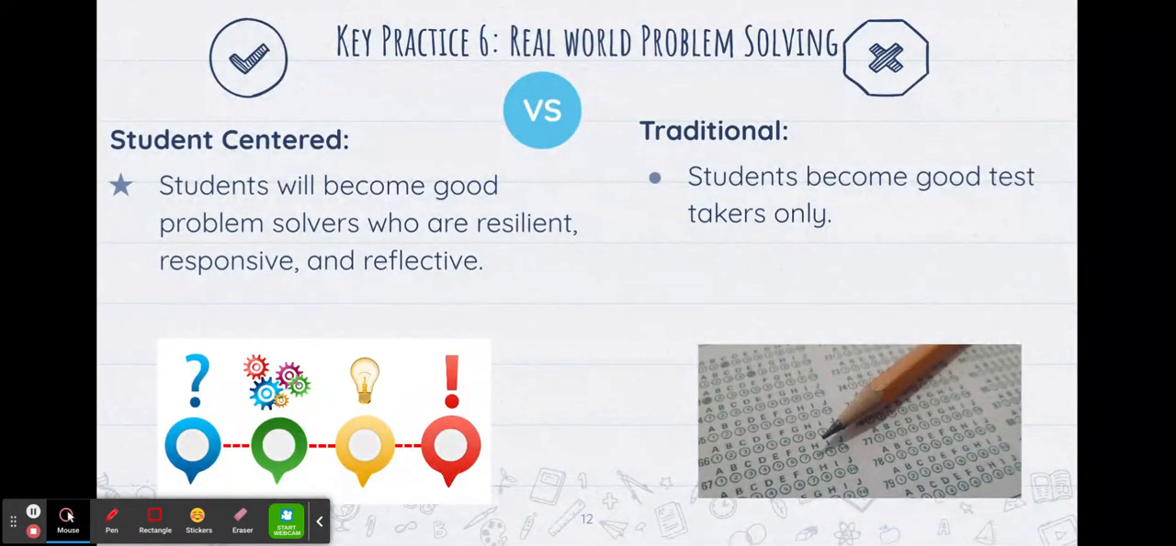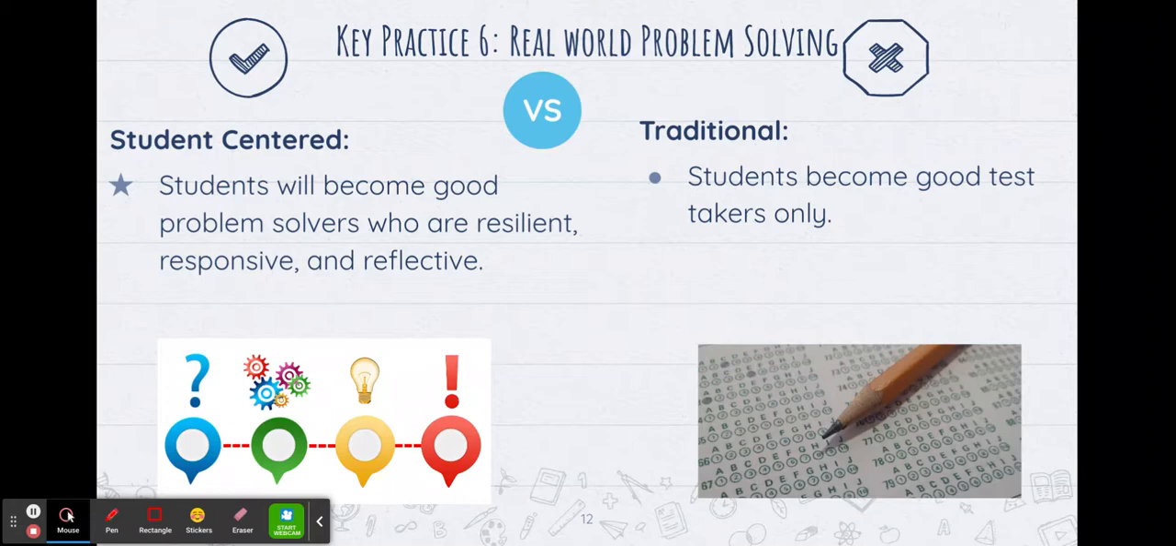Then key practice number 6 is that we are really going to be focusing on real-world problem solving. In a student-centered classroom, we want the students to become good problem solvers who are resilient, responsive, and reflective, who can look at a problem and, instead of panicking and shutting down, are able to process through it in a healthy way, maybe making it into manageable chunks, so that they can problem solve in their lives, in their workplaces in the future, and here at school.